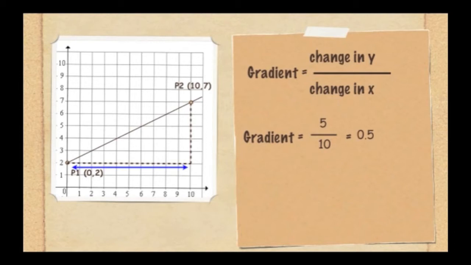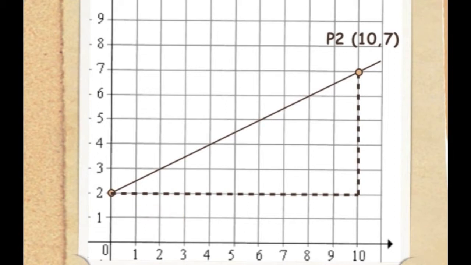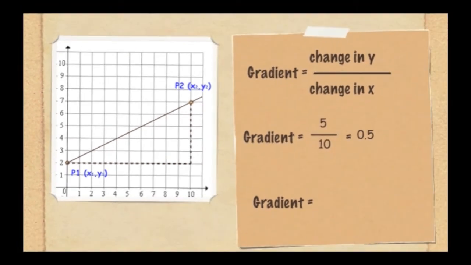Let's do it again, but this time to get a very generic equation that can be used in all straight line graphs. Let's replace P1 with generic values of x1, y1. Let's do the same for P2, replacing with x2, y2. Now to find the change in y in order to find the gradient, we can write y2 minus y1. And to find the change in x, we write x2 minus x1. Here we have a very generic equation that can be used to find the gradient of any straight line graph.